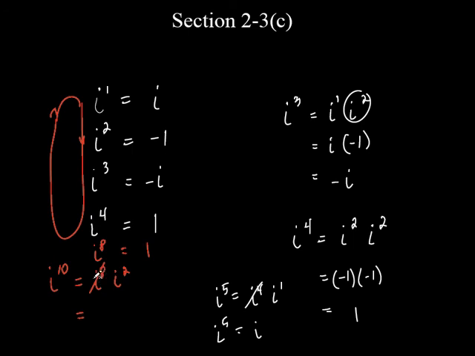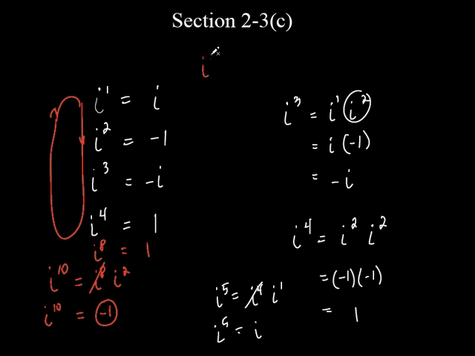So i to the 10th is i to the 8th times i squared. i to the 8th cancels out because that's a 1, so what am I left with? i squared. What's i squared? We know what that is. It's a negative 1, and that's my answer. So i to the 10th is equal to negative 1. Because i to any multiple of 4 is going to be a 1.